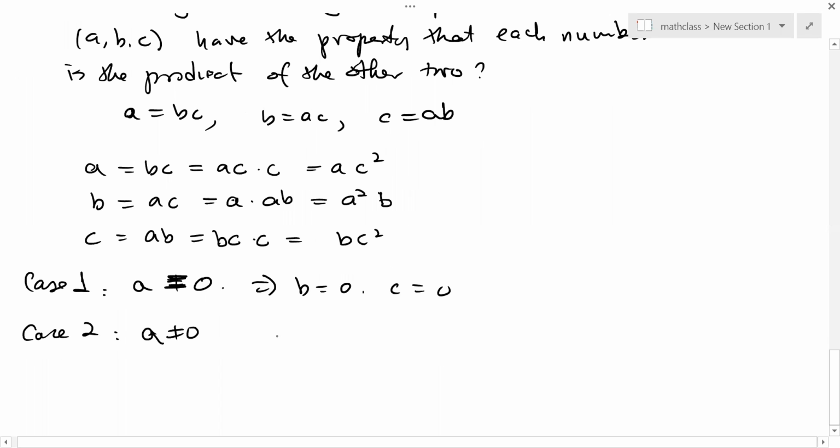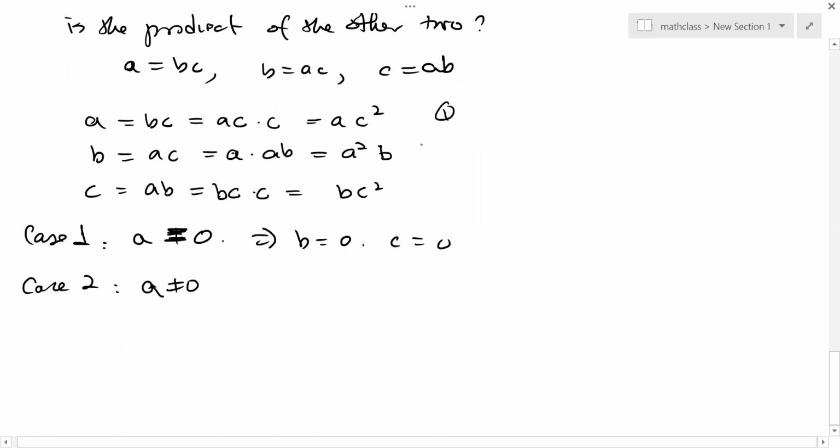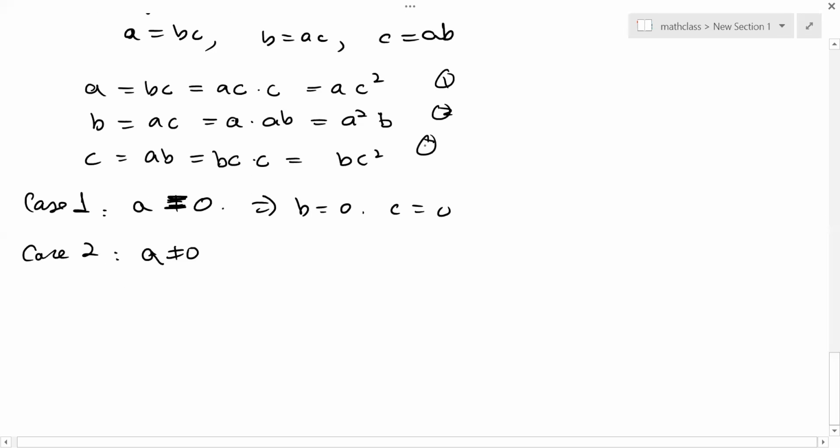If A is not equal to 0, then the first equation we got, that's the second equation, that's the third equation. Then by the first equation, C squared equals 1. And since A is not going to be 0, B is not going to be 0 either, because C is going to be A times B. So by the second equation, you will get A squared equals 1. And by the third equation, we got C squared again.